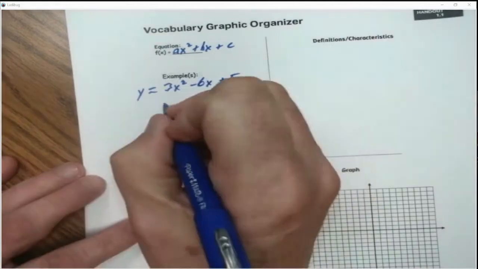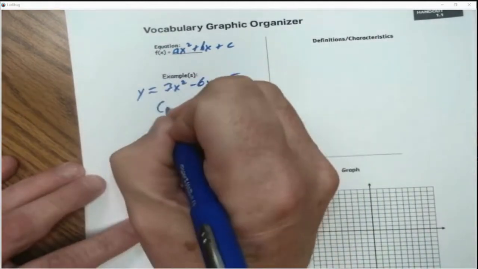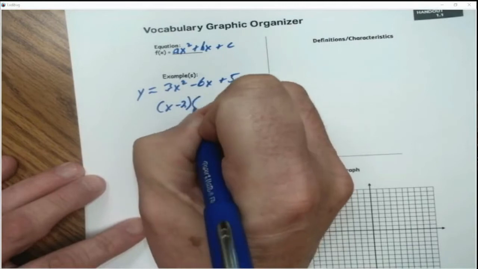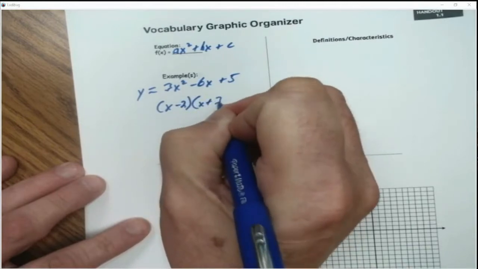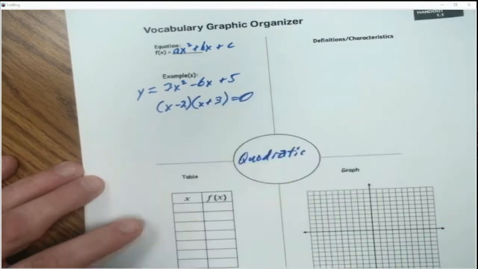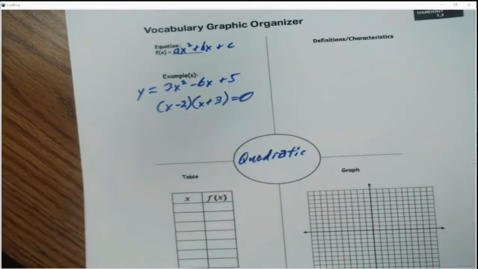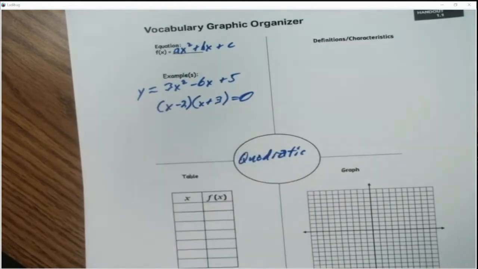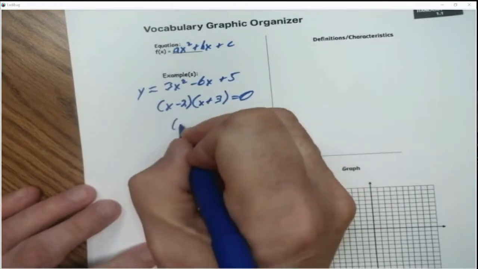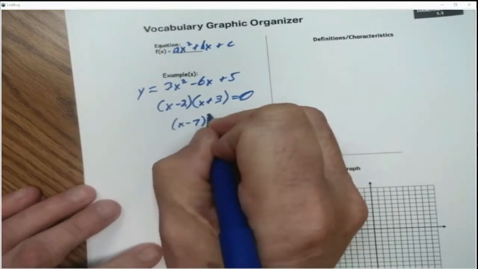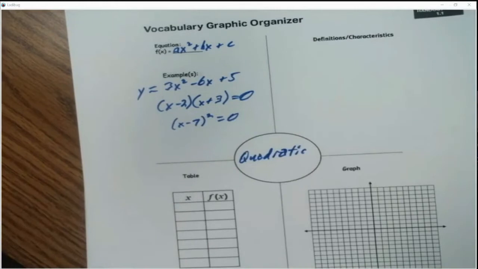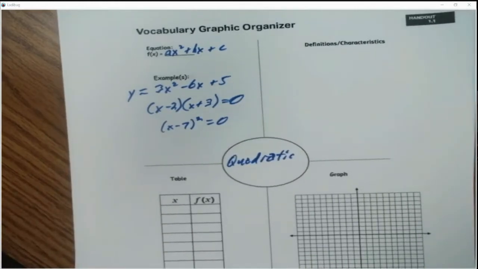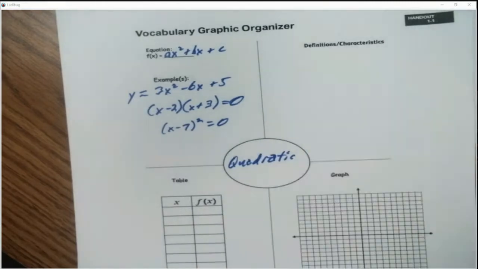We could also see it in factored form, right? Maybe you got x minus 2 times x plus 3 equals 0. That's also a quadratic equation, because when we multiply those two factors together, we'll end up with an x squared. We could see it as x minus 7 squared equals 0. Again, a quadratic equation.